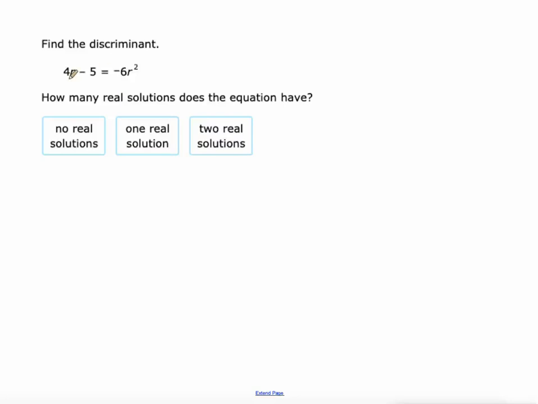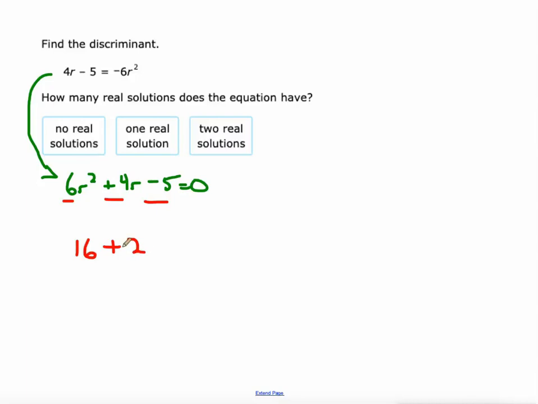And one more. Again, we need to turn this into general form. So I'm going to add 6r squared to both sides. That would give me 6r squared plus 4r minus 5 equals 0. Then I can use a is 6, b is 4, c is negative 5. So let's do b squared. 4 squared is 16. Minus 4 times a times c. A times c, 6 times negative 5 is negative 30, times negative 4. Just checking my math, is 120. So that's 136.